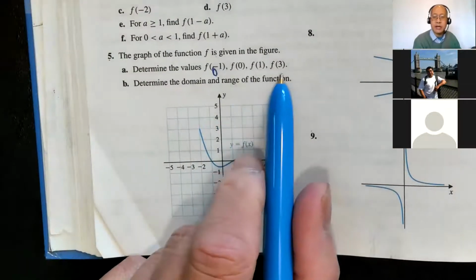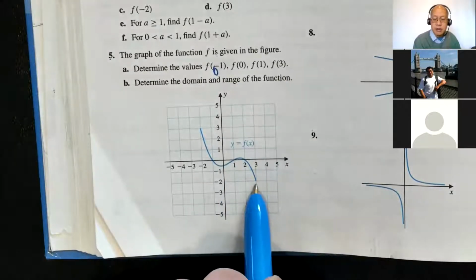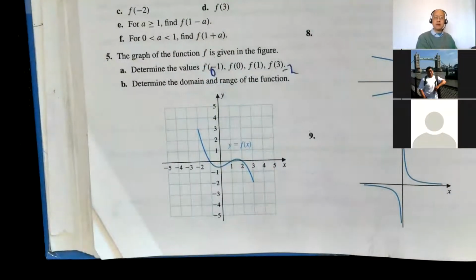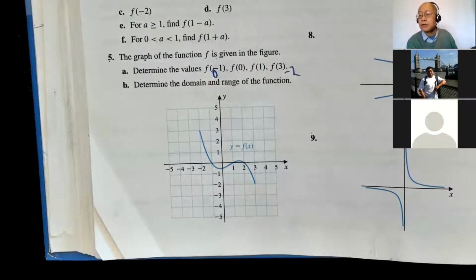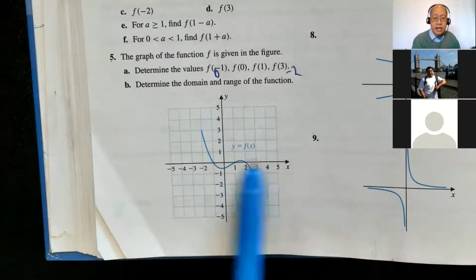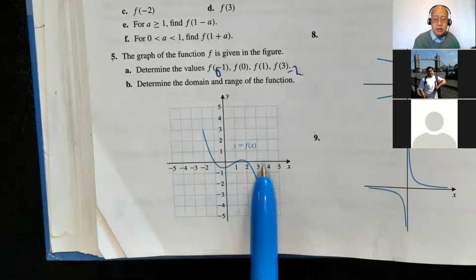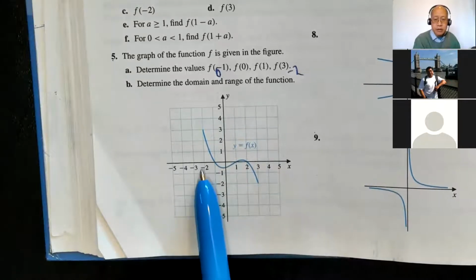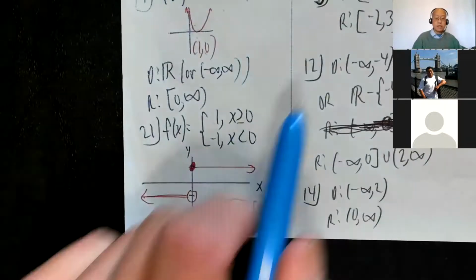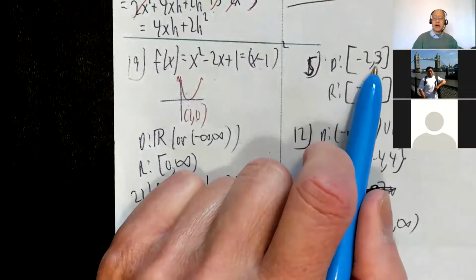And how about the last one? F of 3 means when x is 3, y is here. So that looks like -2. Okay, then it asks for domain and range. So domain, does x go forever to the left and right? No, it doesn't. X only goes from here to here. So that looks like from -2 to 3, counting -2 and counting 3. So the domain is bracket -2, 3 bracket.